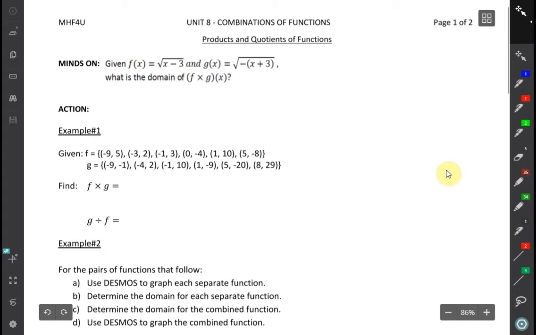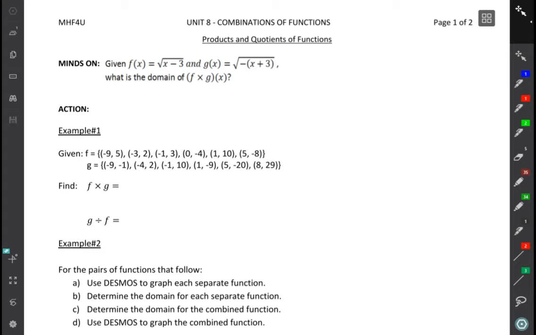This topic is about the product and quotients of functions. You will have done products earlier, and so part of this will be a review. And you have worked with quotients, but we haven't specifically talked about quotients. In here, you will also be looking at a variety of functions that you will be combining together.